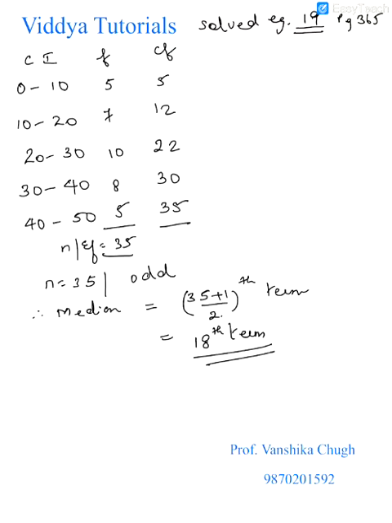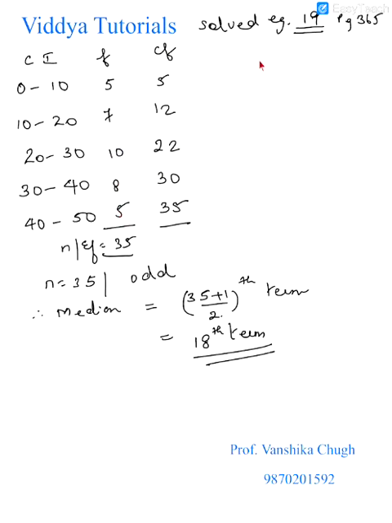You are given the class intervals. The data is in the form of class intervals. So it is 0 to 10, 10 to 20, 20 to 30, 30 to 40, 40 to 50. And your frequencies are 5, 7, 10, 8 and 5.